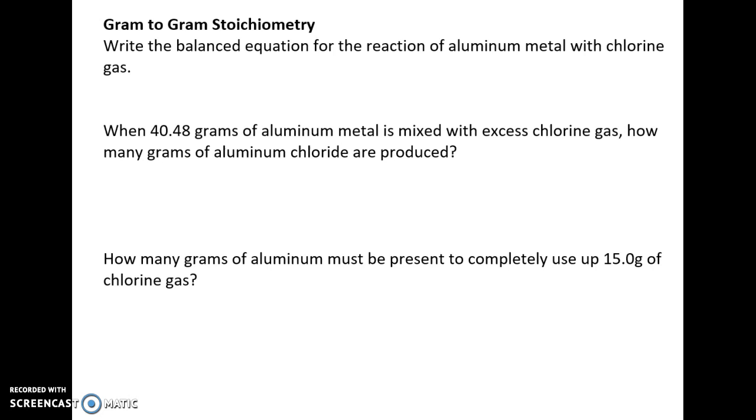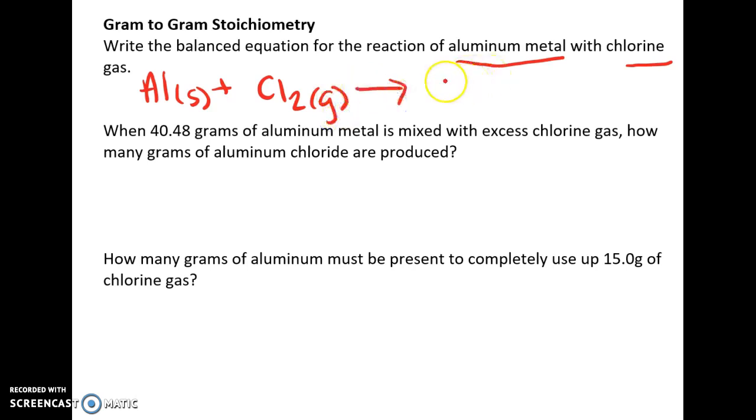So, first thing I'm going to need is my balanced chemical equation for aluminum metal with chlorine gas. So I'm going to have aluminum, which is a solid, reacting with chlorine, which is that diatomic, and it's a gas. And then my product is going to be aluminum chloride, and then I'm going to have to balance that. Okay, so now that I have my balanced chemical equation, I can go on to my second question.